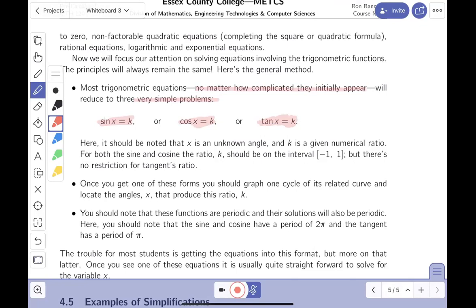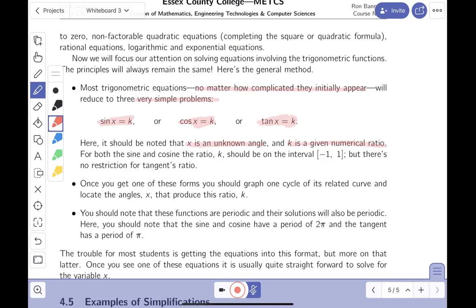I want to point out that x is an unknown angle. K is a given numerical ratio. It's something we know about in the past, right? I also want to point out for both sine and cosine, the ratio K should be on an interval between -1 and 1. And why is that? Well, if you think back to the graphs, our graphs never exceeded -1 and 1. Never did. They're in between. But there's no restriction on the tangent. Why is that? The tangent has a range of all real numbers.